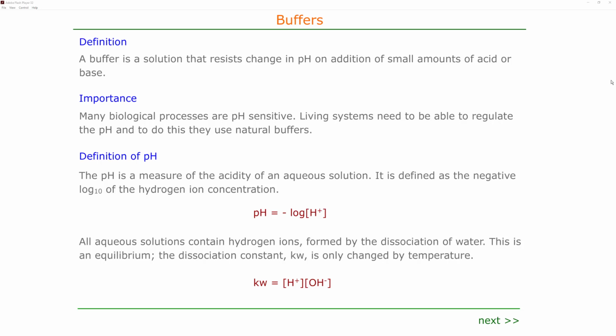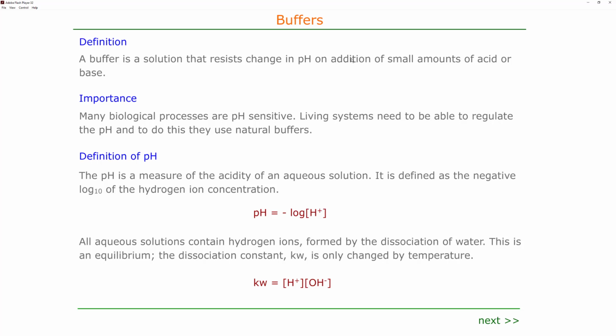Okay, a review of buffers. The definition of a buffer is a solution that resists change in pH on addition of small amounts of acid or base. Right, it's important to understand that the pH isn't constant, but that the pH changes much less than you would expect it to change if you added the acid or base to a neutral water solution, for example.